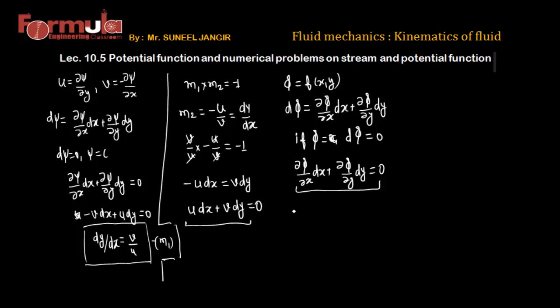So we can say that u is equal to del phi by del x. Similarly, the term with dy is del phi by del y, and here it is v. So we can write this is del phi by del y. Okay, so this is the definition of potential function. Here we can say that phi is the potential function.